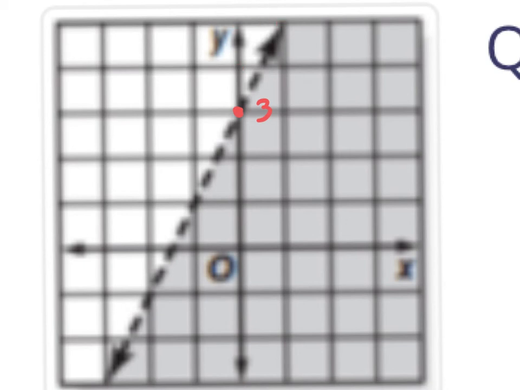Let me actually show you that it goes up 2 over 1. Up 1, 2, and it goes over 1. So it really does go up 2 over 1. So this is the right y-intercept. This is the right slope of up 2 over 1.